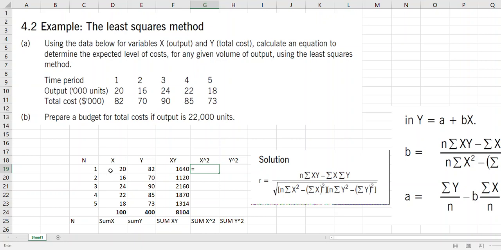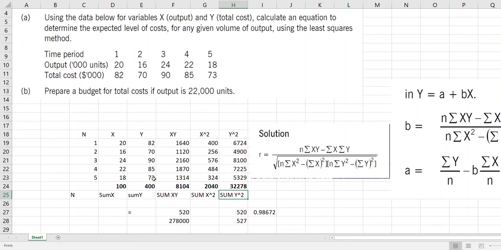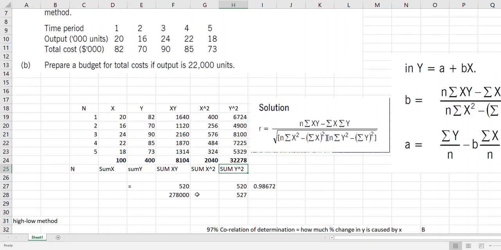And then I will take the square of x for all, and then I add it, it becomes sum of x squared. And then I do this for y as well. So these are given in the formula, you know what things you need. So add it together. So now we have all the ingredients for the formula. We have sum of x, sum of y, sum of xy, sum of x squared, and sum of y squared.